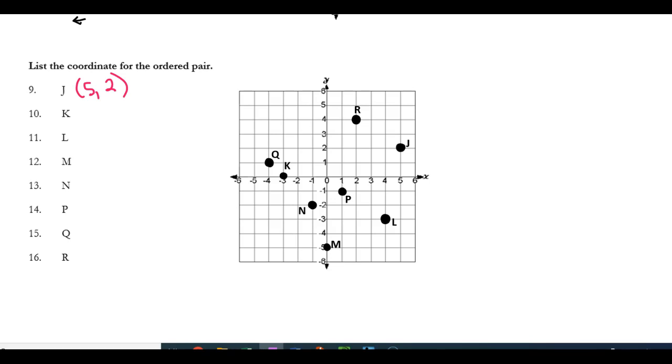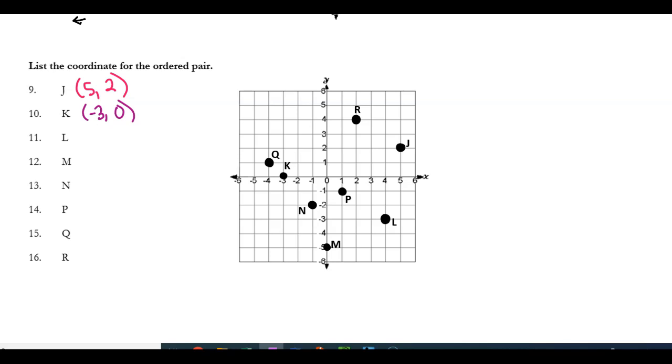Here's K. So for K, I just go to the left 3. Another way you could do it, instead of doing these, because sometimes we get off and then we don't do as many as we're supposed to, I could just make tick marks. So I go 1, 2, 3. So I went to the left 3. And then I didn't have to go up or down, so it's -3, 0. Okay. All right, so I would like you to try the rest of those, and then when you think you have it, press play and I'll go over them.